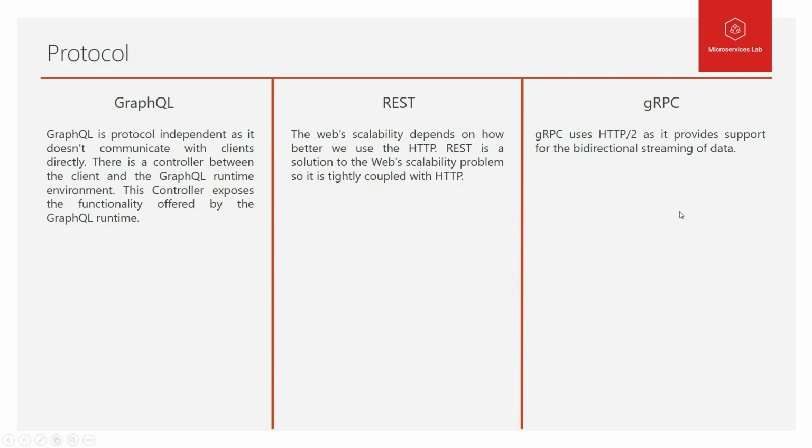REST. The web scalability depends on how better we use HTTP, as described by Roy Fielding. REST is a solution to the web scalability problem, so it is tightly coupled with HTTP. So REST heavily depends upon HTTP. gRPC. gRPC uses HTTP 2.0 as it provides by default support for bidirectional streaming of data. As gRPC provides default support for bidirectional streaming of data, it has to use something like HTTP 2.0. So it depends upon HTTP 2.0.